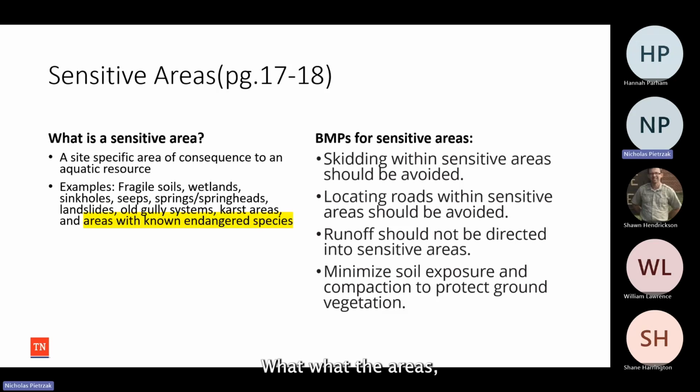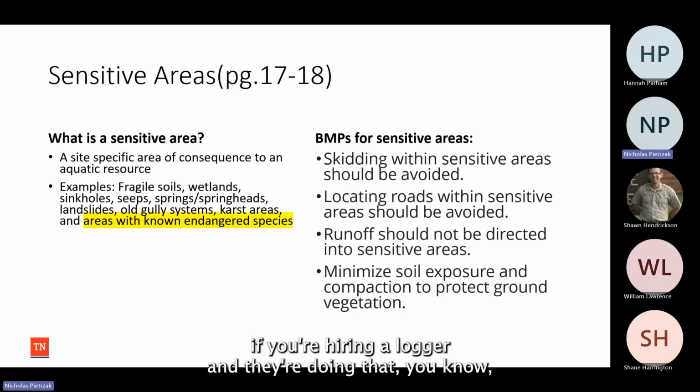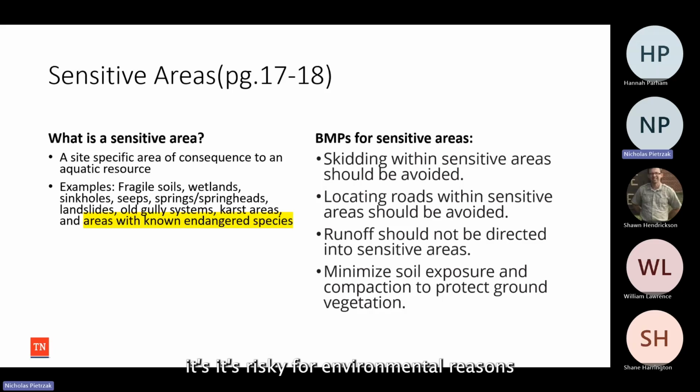What that is. BMPs for these areas: try really hard to not skid logs around these areas. If you hire a logger and they're doing that, it's risky for environmental reasons and for safety reasons. Roads should be located outside of any sensitive areas. Runoff should be directed away from them or filtered before it reaches a sensitive area. And soil exposure should be at a minimum, as well as ground compaction.